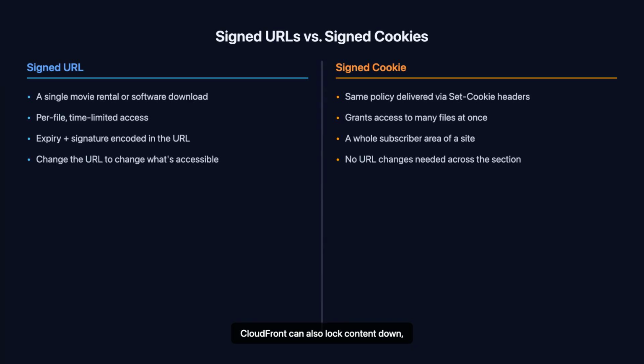CloudFront can also lock content down, and there are 2 ways to do it. A signed URL is like a time-limited concert ticket. It grants access to one specific file for a specific window, stamped with a signature that can't be forged. That's your pick for a single movie rental or a software download.